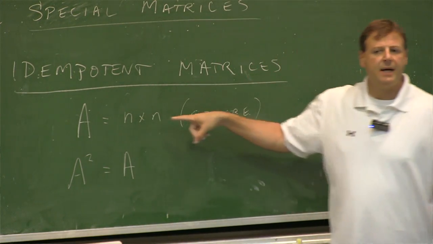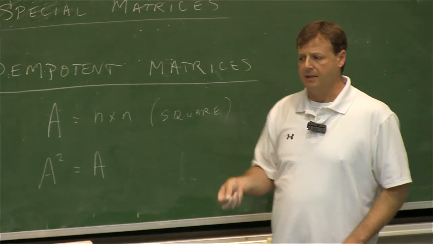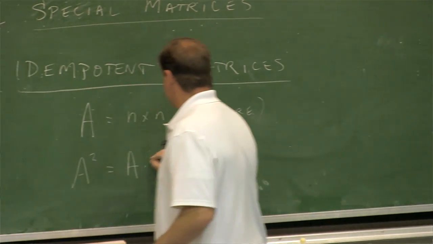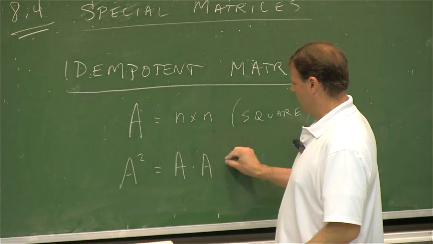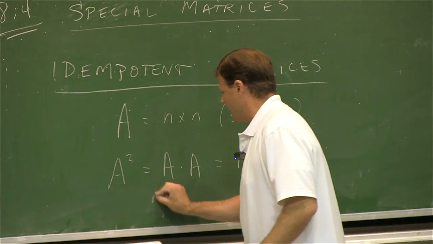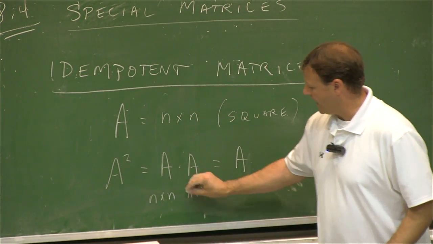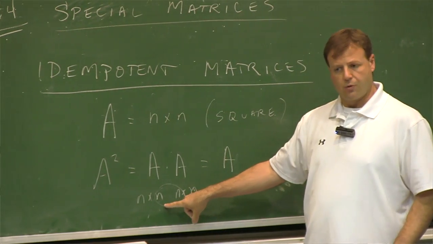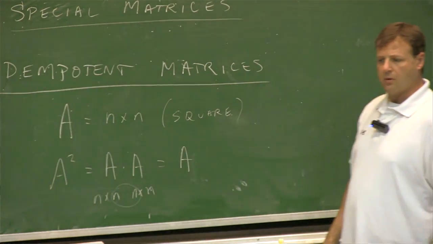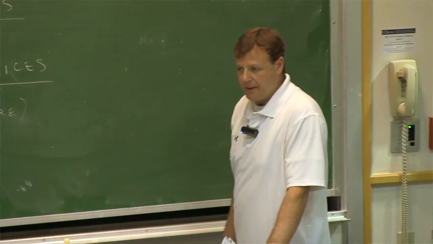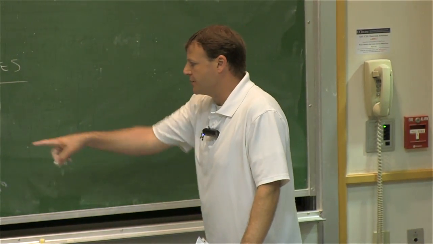Now I had to have n by n in order to even multiply it by itself, because if I do n by n, this is A times A. So this is n by n and n by n. In order to square it, I had to have those two equal. So you can only square a square matrix. Okay, so it's got this property.